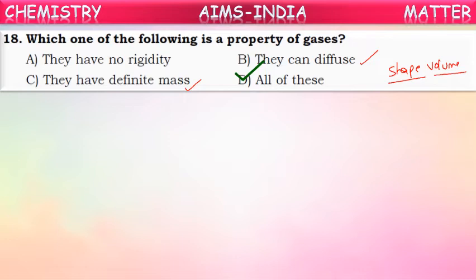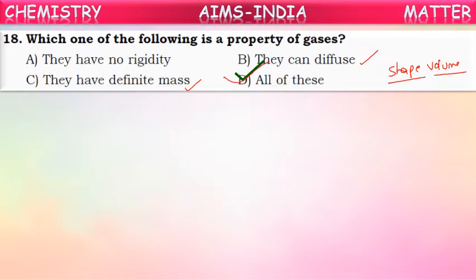Gases will spread like a chair, like any solid object? They will not be rigid in one place, they will move. If you spray the scent from a scent bottle, the molecules will spread throughout. That's why they have no rigidity. That is also a correct option. So overall, all of these are correct answers.